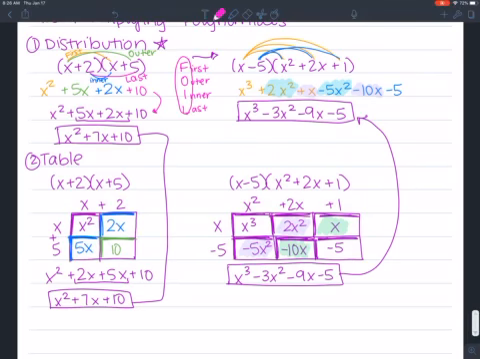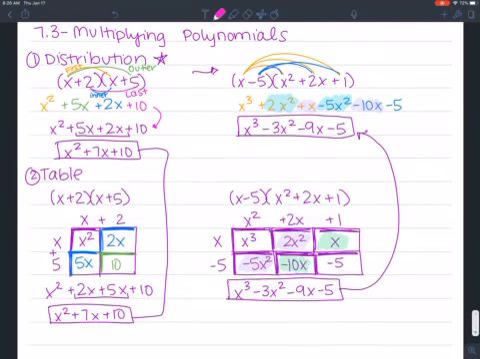So they came up with this acronym. Honestly, it's the exact same thing as distribution. So whichever one you prefer, distribution or a table, they will always work. FOIL only works for a binomial times a binomial. That's it for lesson 7.3.